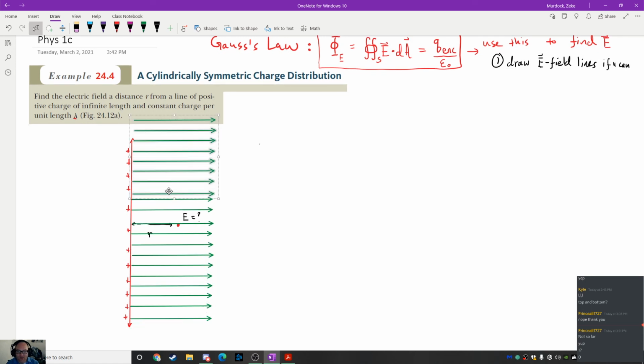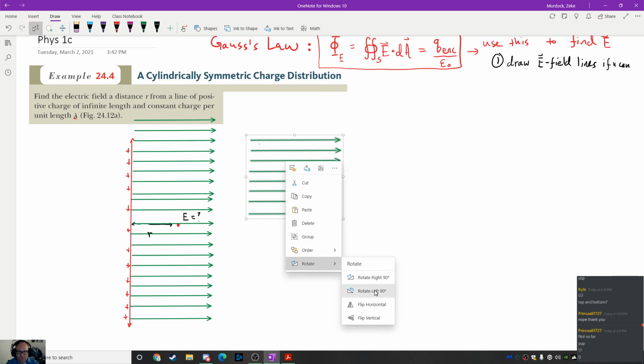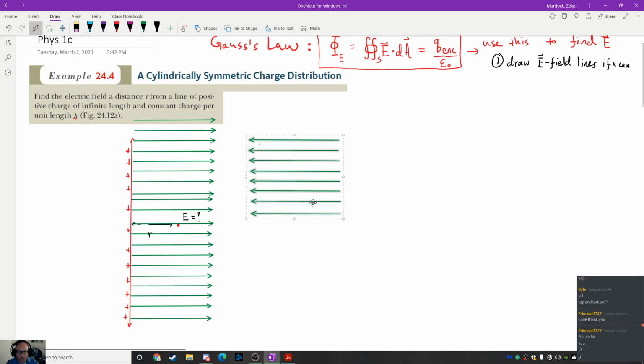Maybe you might say that if it wasn't uniform, like if the top had more charges than the bottom, then the field lines would have to be kind of angled away from each other, right? But if they're not, then that means... I want to flip horizontal, right? Yeah.